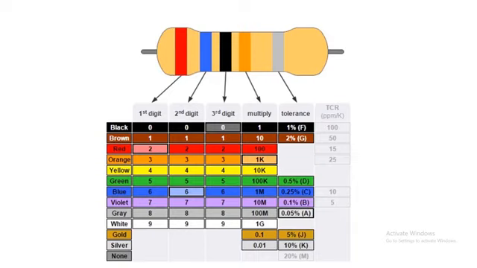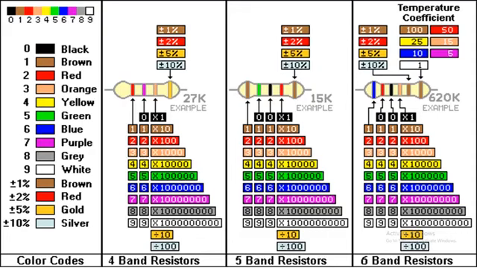So friends, see here. There are different color bands on the top of the resistor. Each color indicates its own value. There are different types of resistors according to the bands. You can see here, there's a 4-band resistor, 5 color bands resistor, 6 color bands resistor. The reading method of all resistors is the same.